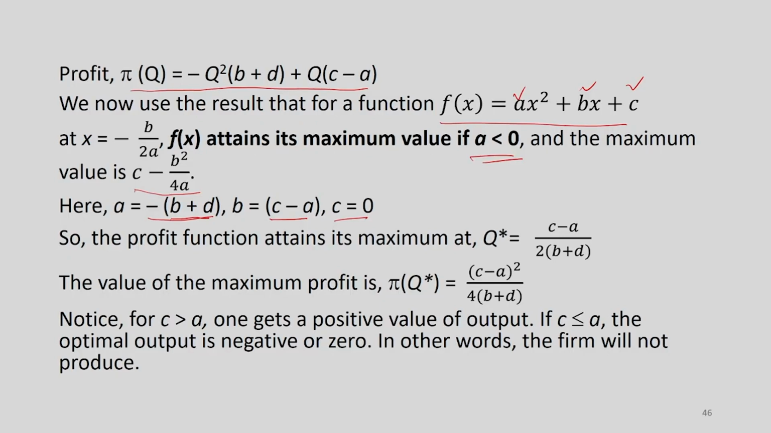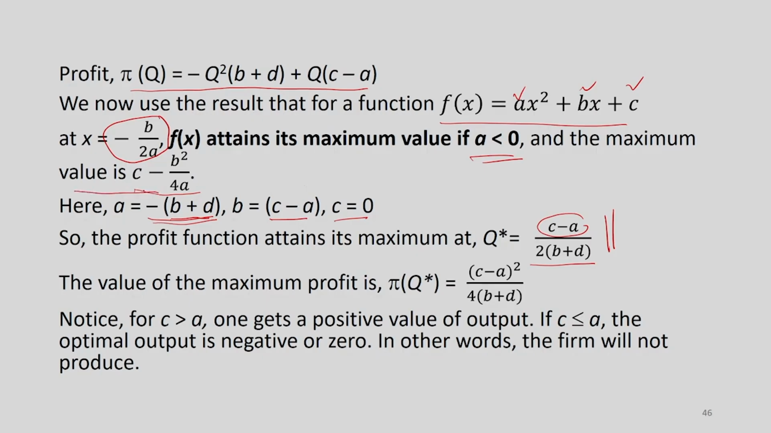Now, at what value of q will it attain its maximum value? That is given by this particular expression, minus b divided by 2a. So, minus b, what is b? b is c minus a, divided by 2a. So, a itself is negative, so the minus and minus signs will get cancelled. So, you are going to get (c minus a) divided by 2(b plus d). This is the particular value of q, which we are calling q star, where the profit will be maximized.